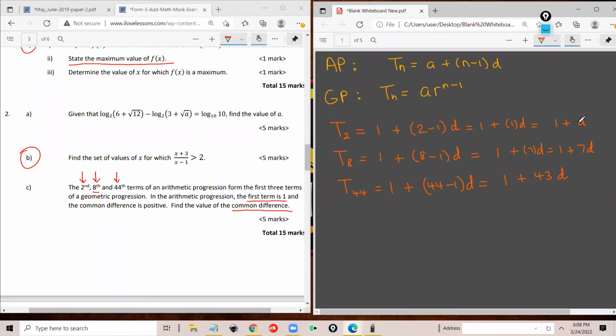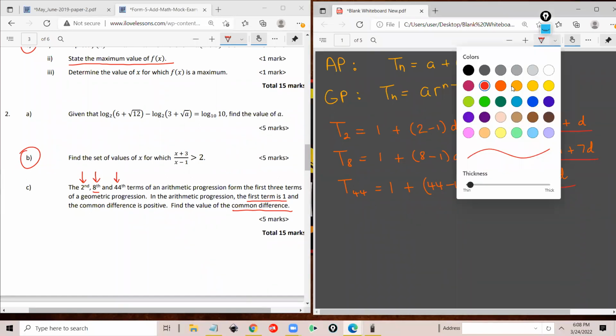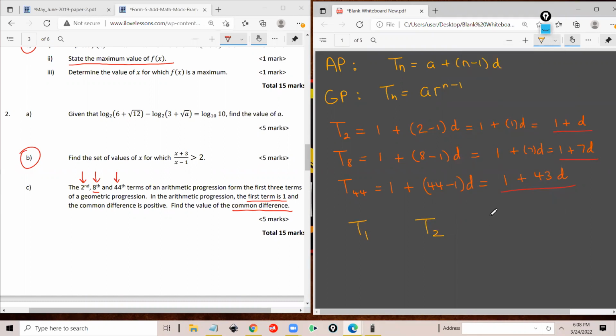All right, so everyone good so far? So we have an expression for T2, we have an expression for T8, and we have an expression for T44, right? Let's pause it there, make sure everyone gets on board. Now they're saying they have a GP. So you all know a GP has a T1, a T2, and what? A T3. We're talking about a GP here. So what they're saying is that these three things form the first three terms of a GP.